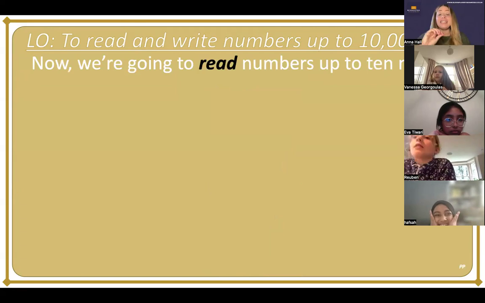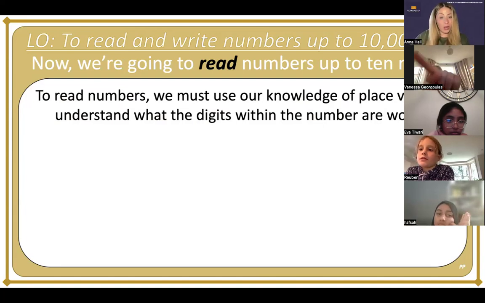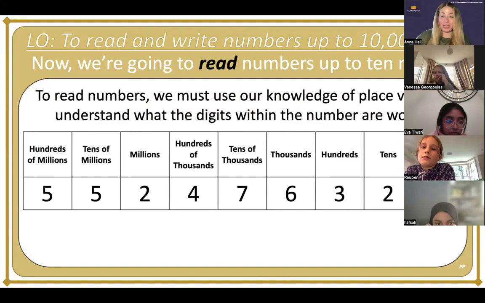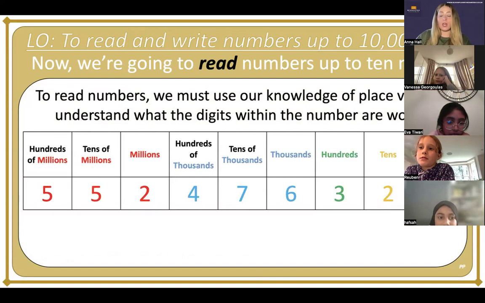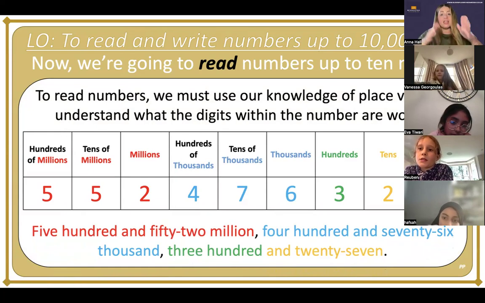Now, we're going to read numbers up to 10 million, so big numbers. To read numbers, we must use our knowledge of place value to understand what the digits within the number are worth. So here is our place value grid again. We can see my beautiful color coding here. Oh, look, Eva, I've got some red at the start. We like that one. So our millions are grouped together in one color in red. Then we have our thousands, then hundreds, and then tens and ones.